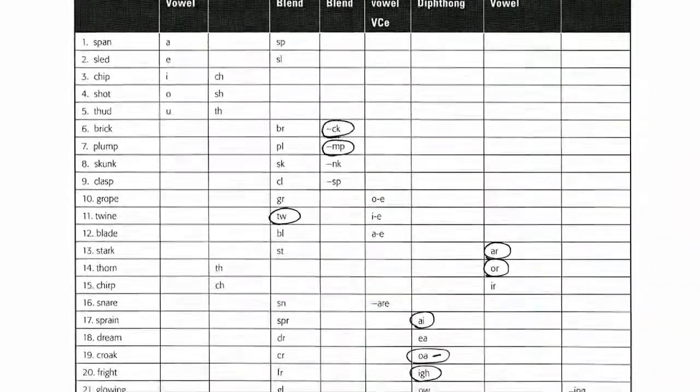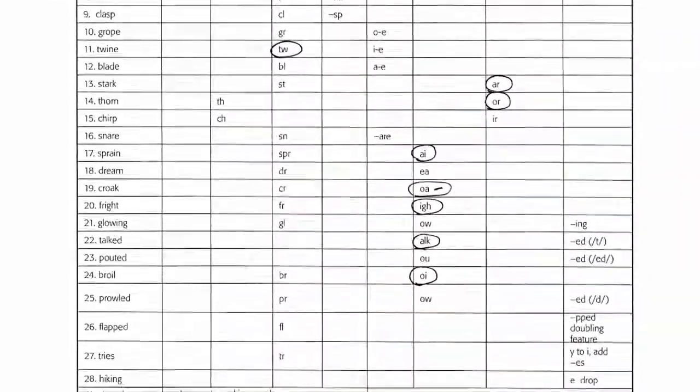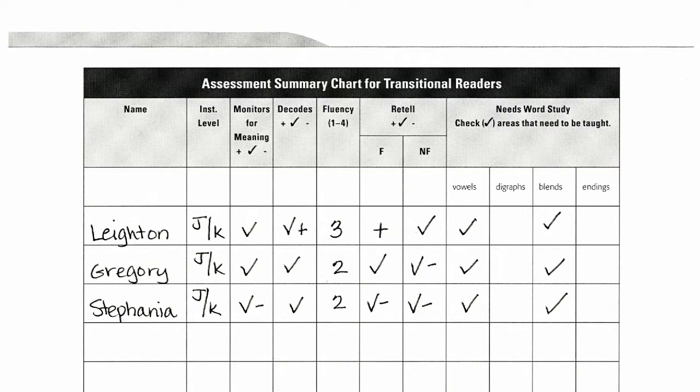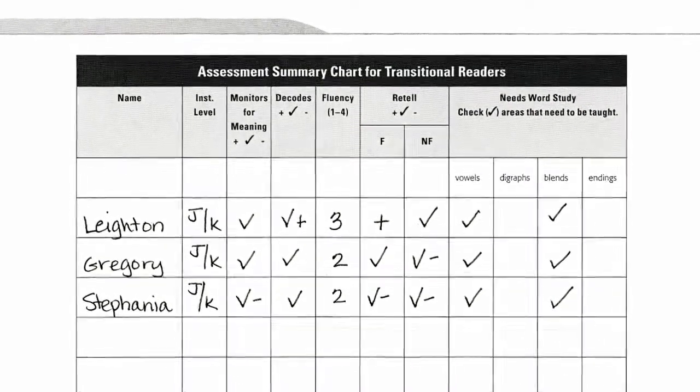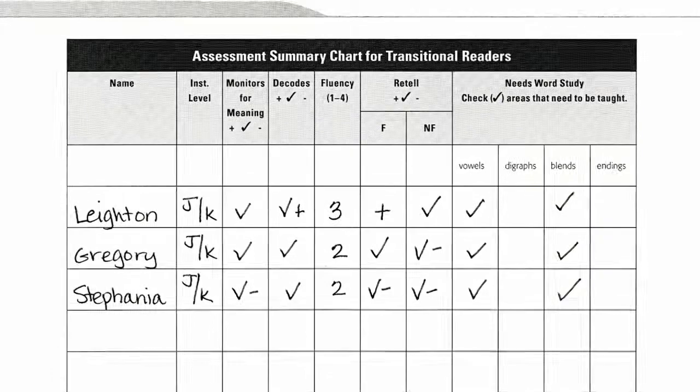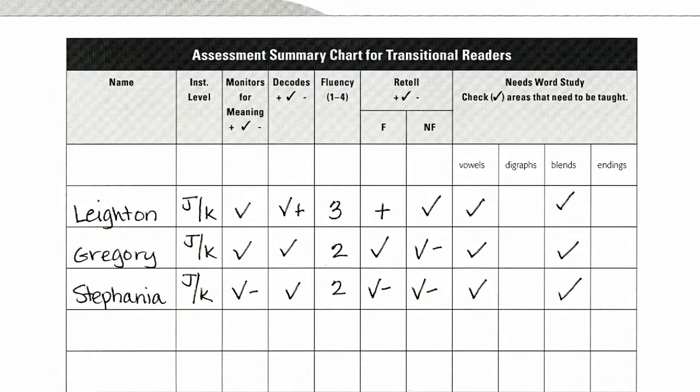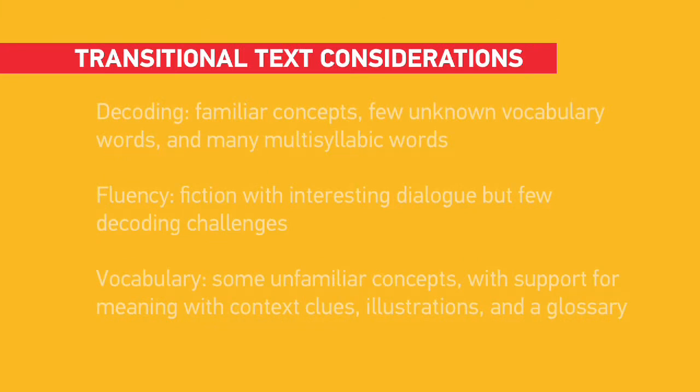Since most transitional readers are still learning phonics skills, a word study inventory will help pinpoint specific skills to teach during word study and guided writing. An assessment summary chart is useful for compiling information to form guided reading groups, identifying a teaching focus, and selecting the right book.